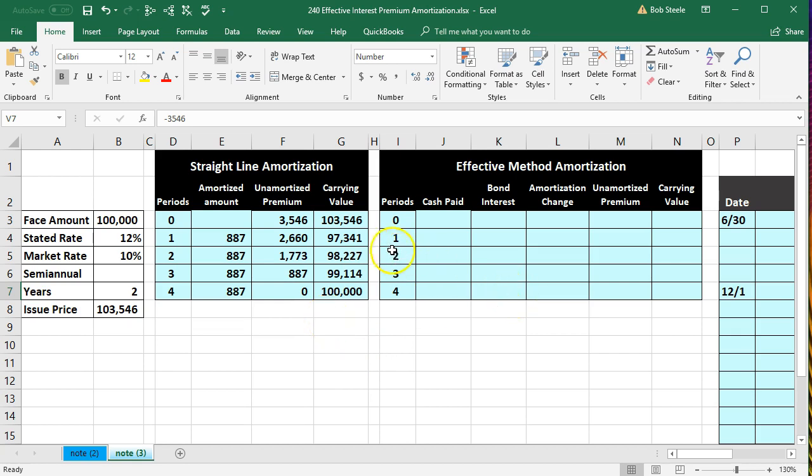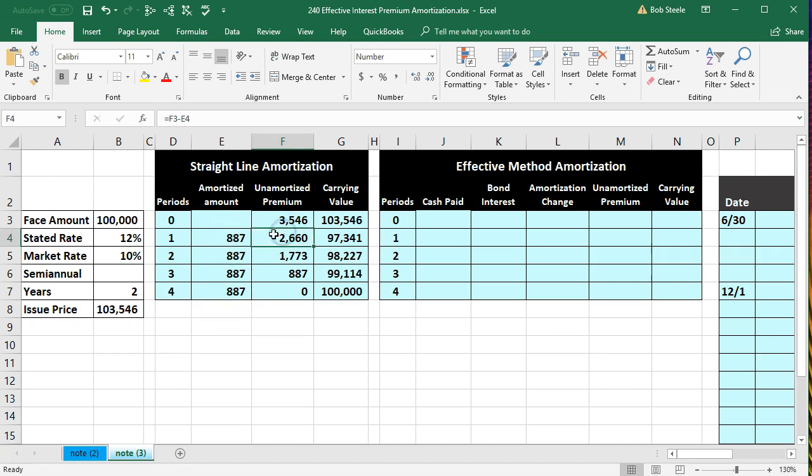So the straight line method, we would just say the unamortized premium would be the $100,000 minus the $103,546, or vice versa. And the carrying amount then will be the $100,000 plus the unamortized premium. And then we would just amortize the premium on a straight line method by taking the original unamortized amount divided by the number of periods, 2 years, 2 times a year, 4 periods. And that'll give us an even amount that we're going to take it down by each time period.